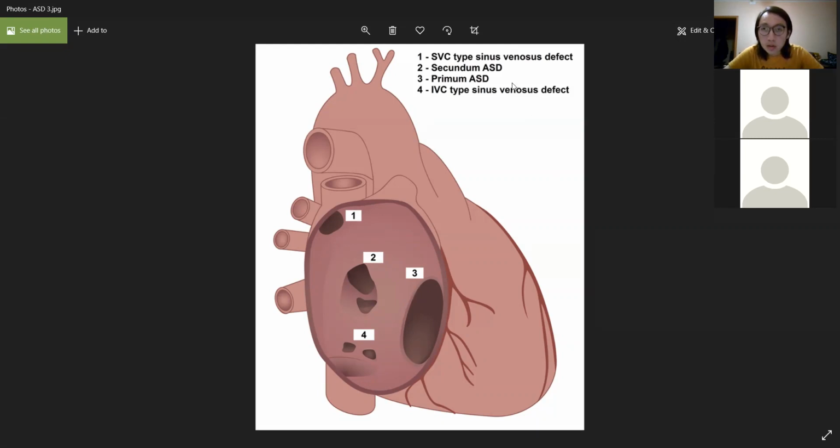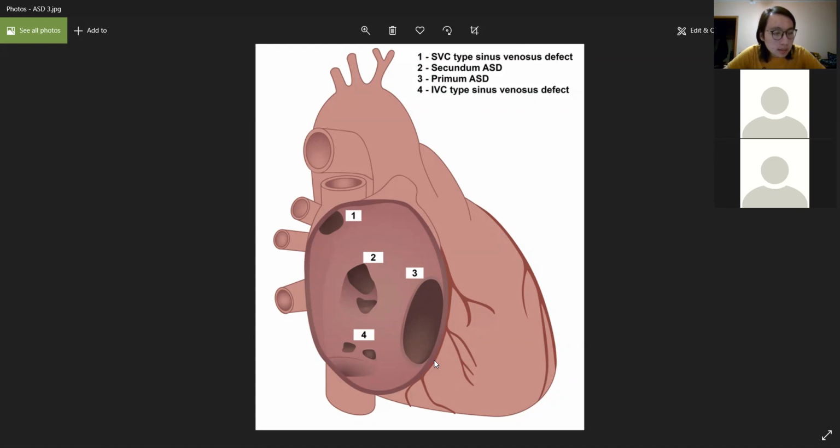Primum ASD, or ostium primum. Ostium primum is over here. You see down here, the biggest one, this big hole. Again, I would like to emphasize synonyms, just like VSD yesterday.